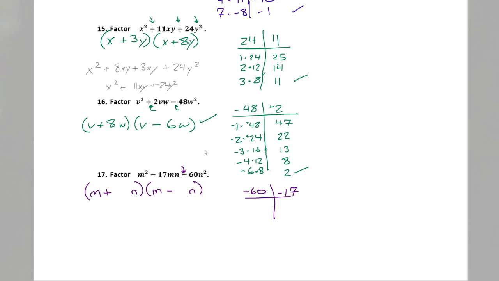Alright, our factors of 60, we have 1 times 60, and we're going to make the larger number negative, so 1 plus negative 60, negative 59. 2 times negative 30, so that's negative 28. 3 times negative 20, add together gives us negative 17. Here's our factor. So it'll be m plus 3n, m minus 20n.